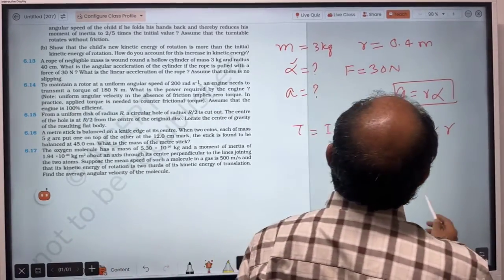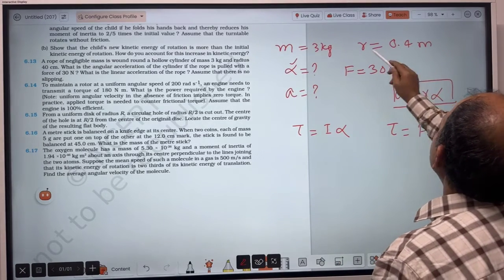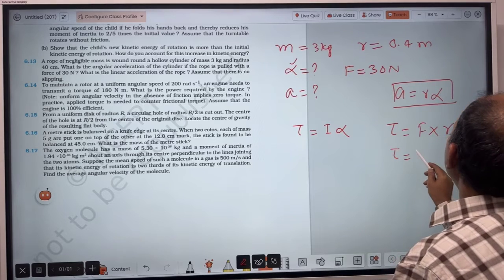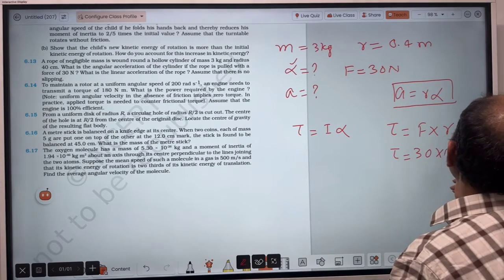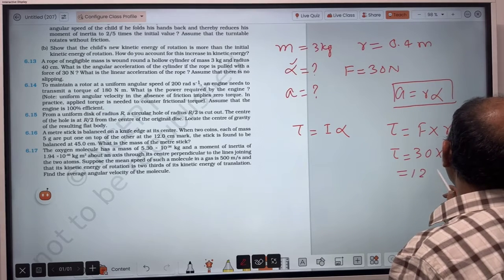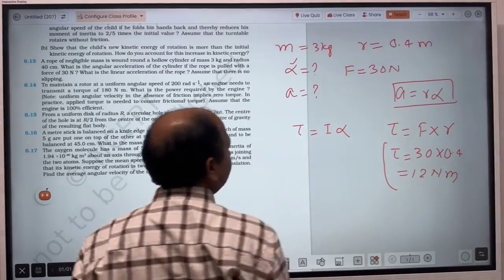So first of all, let's find out what is torque. Force is given and distance is given. So torque will be force 30 into 0.4. This gives 12 Newton meter. So one thing you have got.